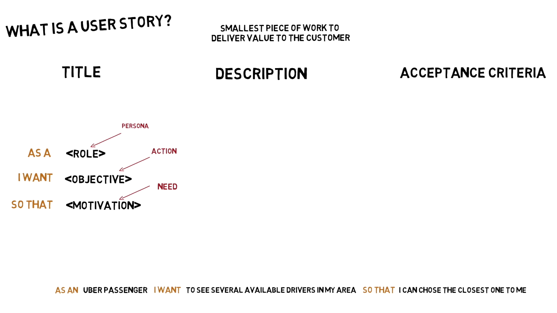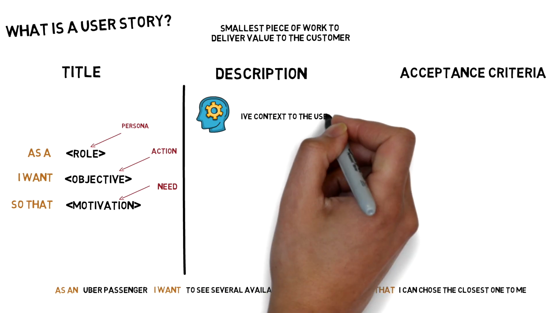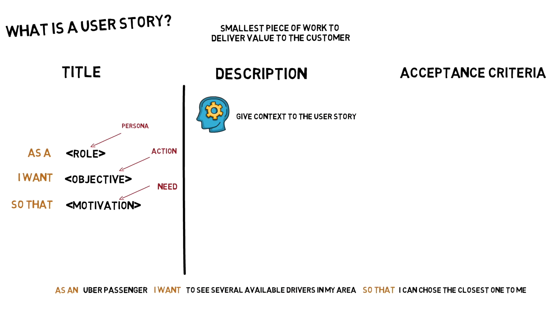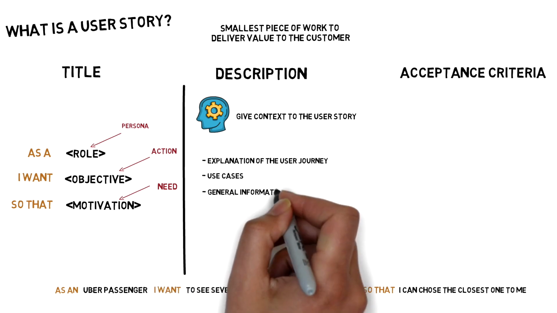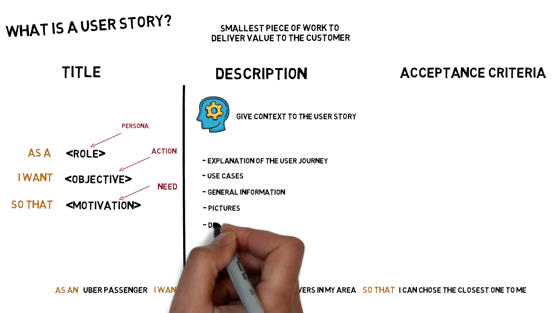Let's look at the description. The description of a user story helps to give context to that story. The description may contain a small explanation of the user journey, some use cases, and in general, any explanation that helps to better understand the title. The description should not be thousands of words, but it should contain any good context that helps clarify what is being expressed, such as pictures or links to the design.